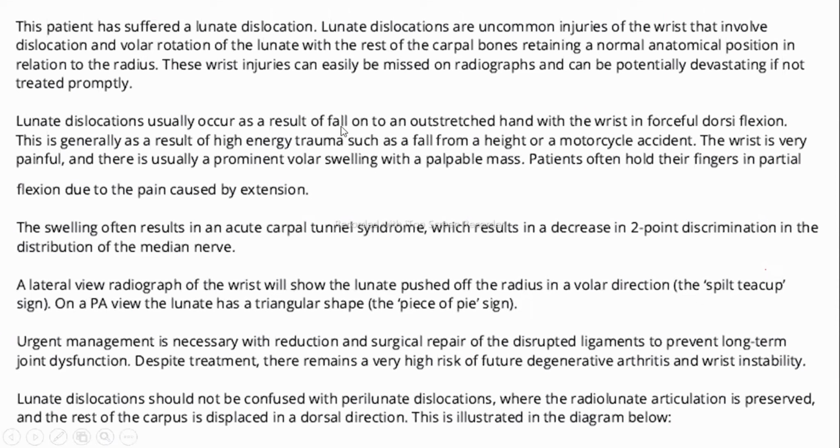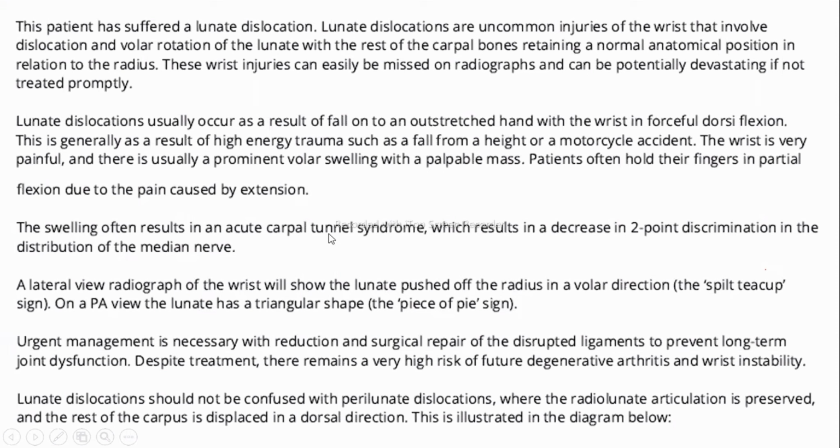Regarding lunate dislocation, it occurs as a result of a fall on an outstretched hand with forceful dorsiflexion. Remember that. It is a result of high energy trauma, such as a fall from height or motorcycle accident. Rest is very painful. Prominent volar swelling, palpable mass. Patients often hold their fingers in partial flexion due to pain caused by extension. So remember that they can ask you how to confirm that. The swelling often results in acute carpal tunnel syndrome.